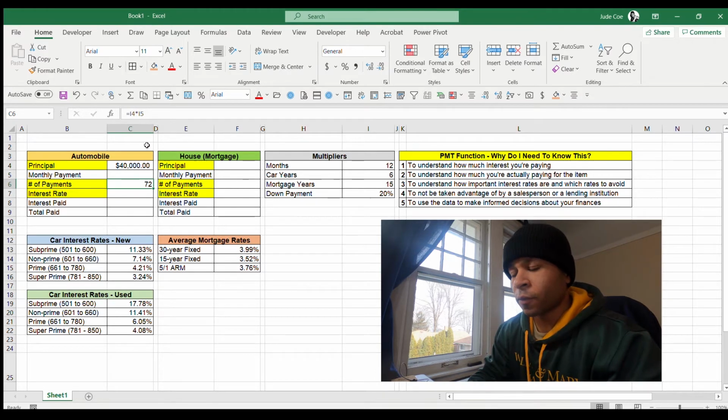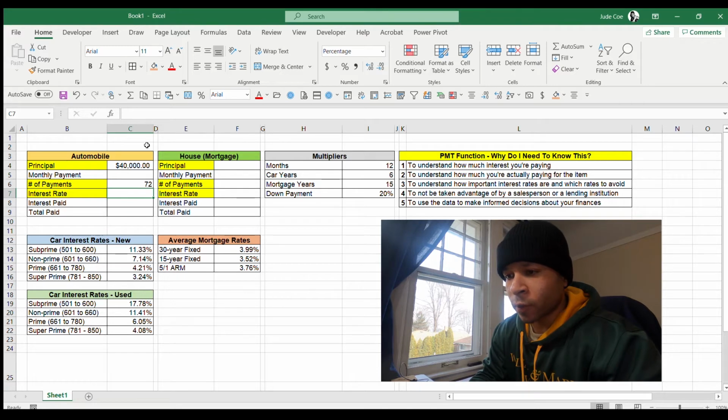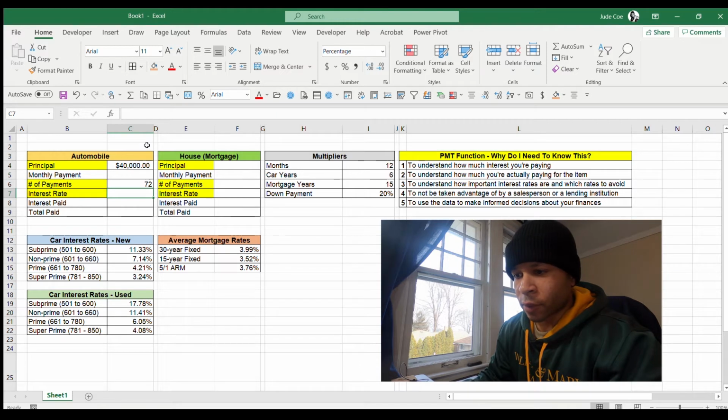Interest rate. This is one of the most important things for the payment function. Let's say that we're going to use these interest rates down here. These are averages that I got from the internet. We're going to buy a used car because most of the time it's a lot better to buy a used car than a new car. And so I have them set up: subprime, non-prime, prime, and super prime. And these numbers that are in the parens are the credit scores. And so let's say you have a credit score of 700, which is pretty good.